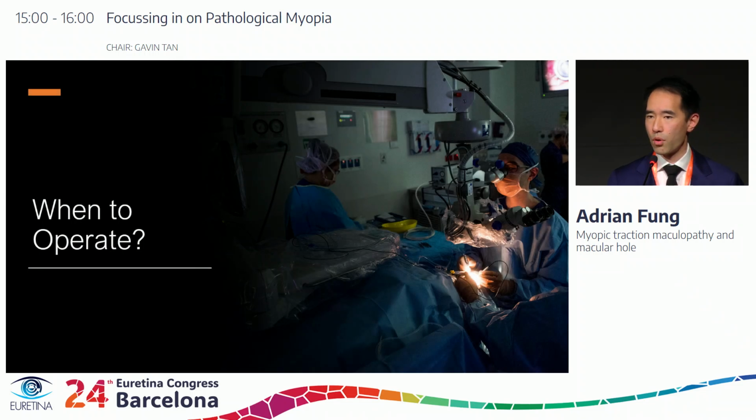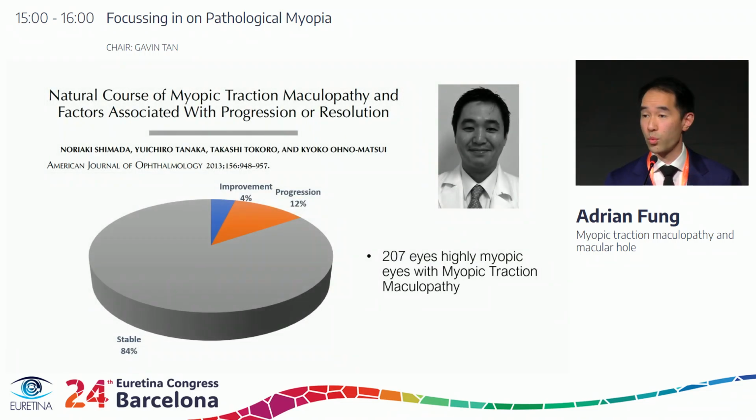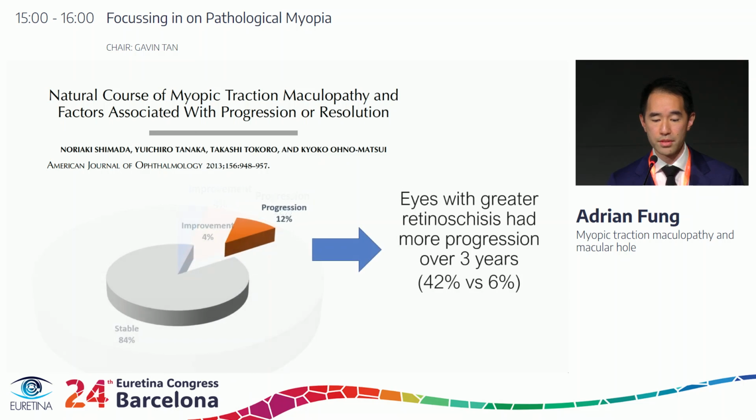One of the most important questions is when should we operate? And this is one of the largest studies from Japan. This is from Shimada and colleagues. And they looked at 207 eyes with myopic traction maculopathy. They found that most of these patients, 84% of these patients, remained stable, but about 12% of those patients progressed. Of those which progressed, those patients who had a greater degree of retinoschisis were more likely to progress over a 3-year period.